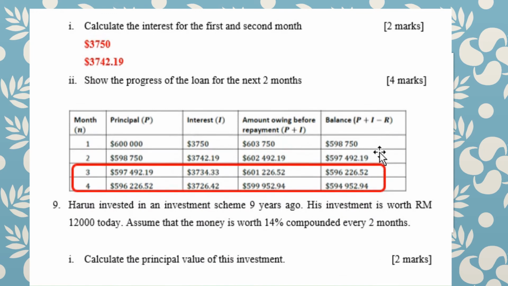Show the progress of the loan for the next 2 months. So you just do the same thing as what I taught you. You bring it down, find your interest, add back to principal minus repayment. This come down again. Find your interest, add back your interest minus your repayment. So this shouldn't be a problem, okay?